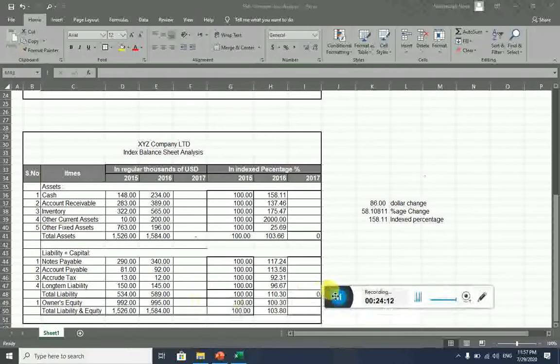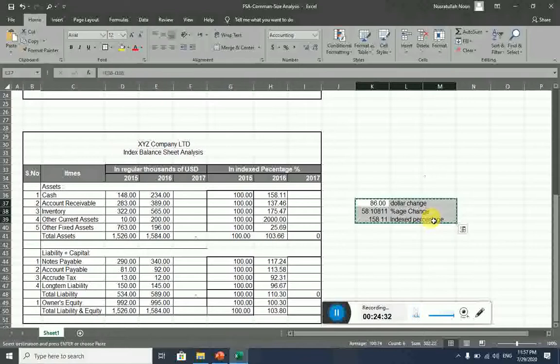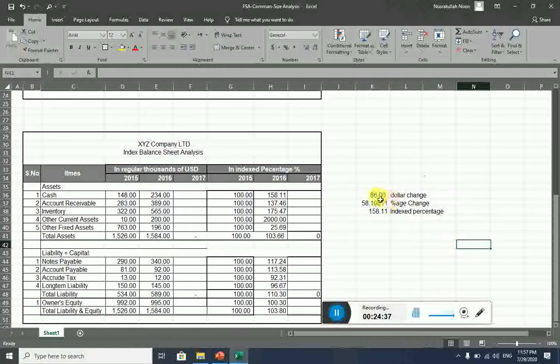Alright, so as discussed, what is the formula for horizontal analysis? In horizontal analysis, first we find out dollar change, then we find out percentage change, and there is an additional step of finding out indexed percentage. So how dollar amount is found out, dollar change is found out. For example, if we are doing it for cash, right? So you can see current year 2016 minus base year, which is 2015, we get a dollar change. This is dollar, right? $86 increase has occurred.